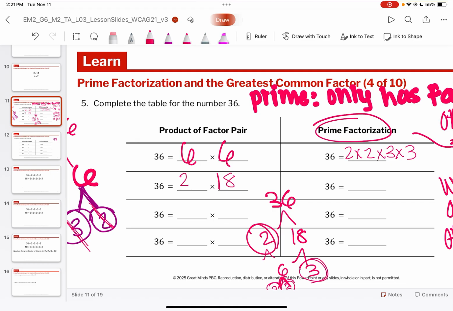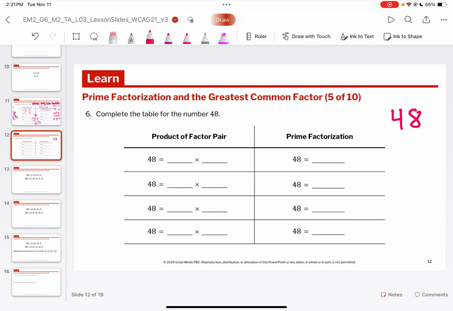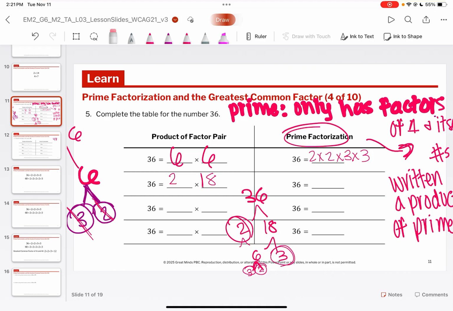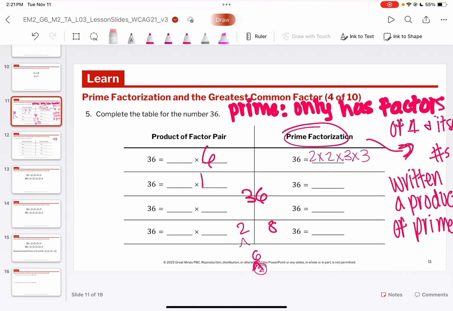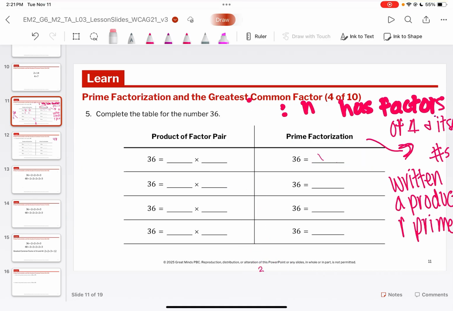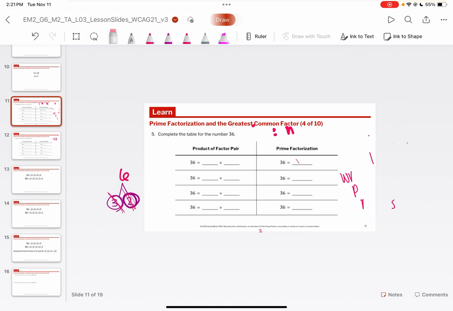Y'all are probably wondering, what does this have to do with greatest common factor? We can use these prime factorizations to find the greatest common factor. So if we looked at 48, let's go to 48. Problem number 6. Stay with me so far. You will see in just a minute. All right, yep, you can move it to 48.